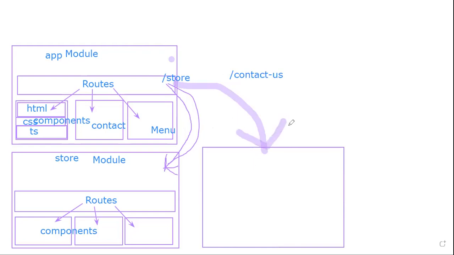Understood? Okay, so this is the structure of an Angular application. We have the modules, we have the routes, and we have the components. A component has HTML, CSS, and TS. You can check this in your project, and you'll be able to understand and correlate things. Now, apart from this, we have something called shared modules.